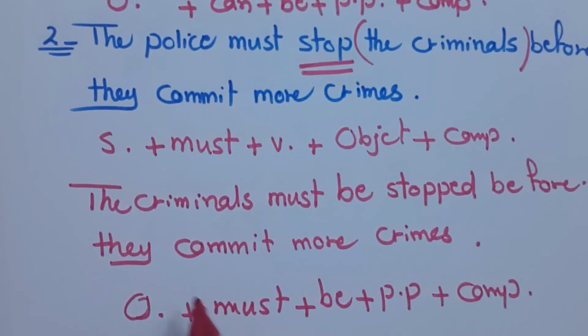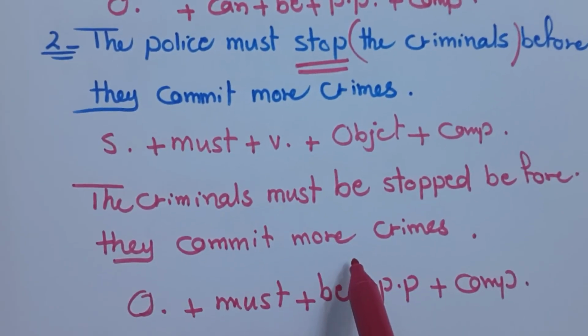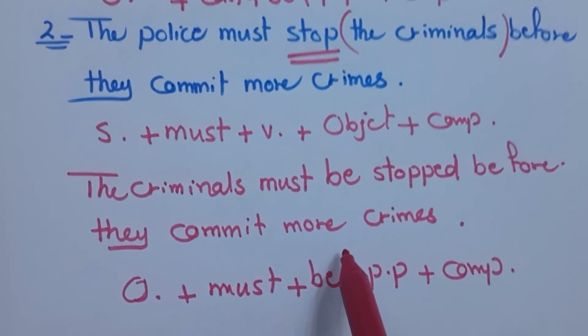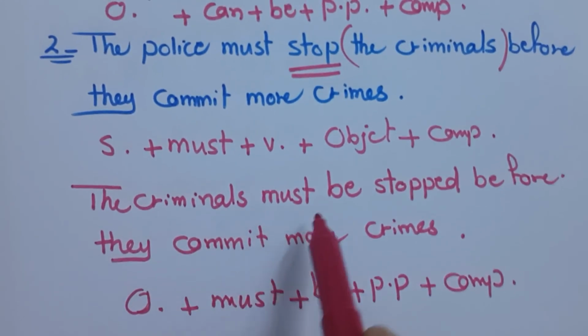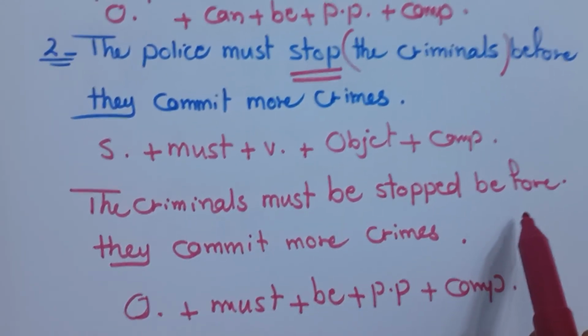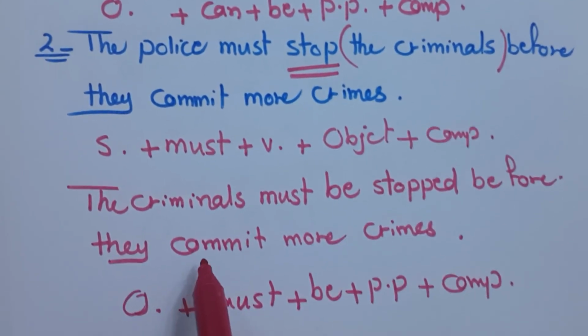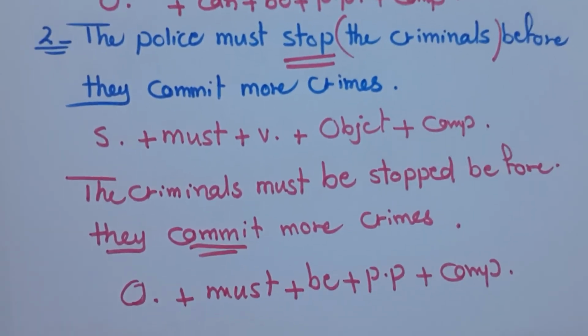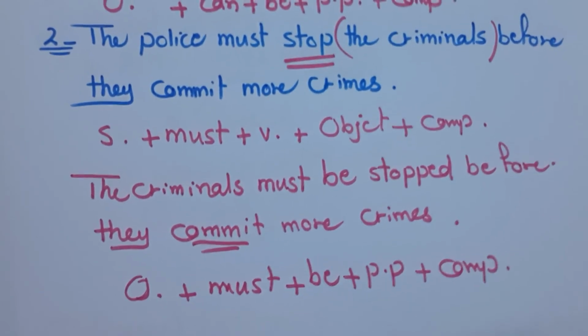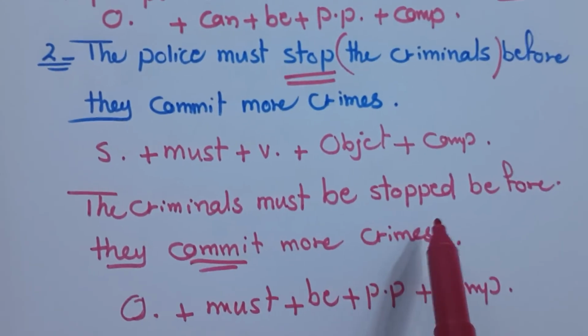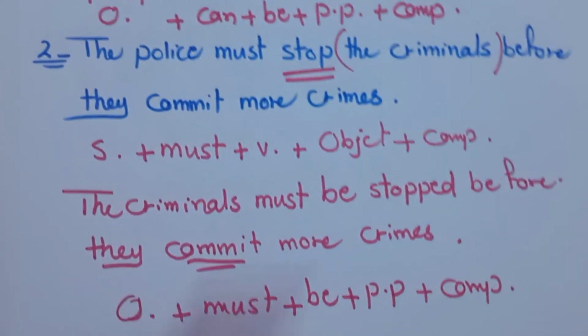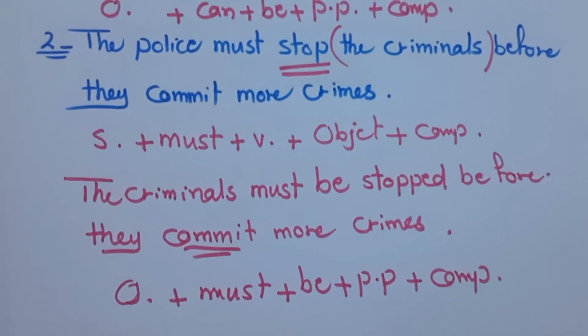Look at this example. We can also make this sentence in the passive structure. We can say the criminals must be stopped before more crimes are committed, because the sentence is in the present simple. This is a present simple tense. The criminals must be stopped by the police before more crimes are committed. I wish you have got the topic.